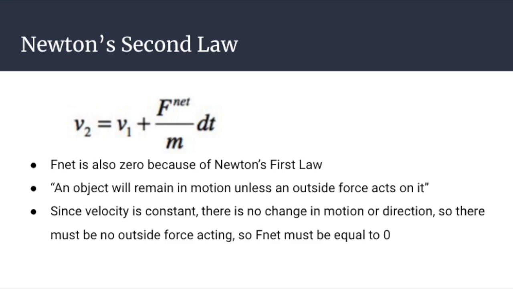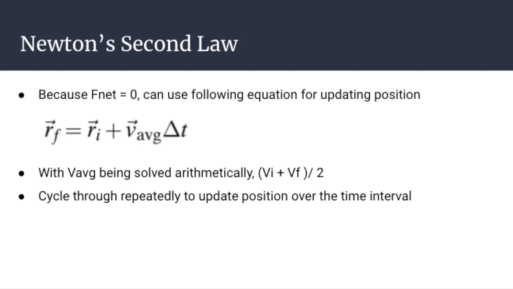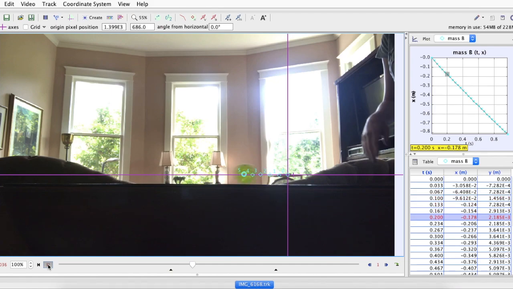An object moving at a constant speed will remain moving at the constant speed and in the same direction unless an outside force acts upon it. Because the object is moving at a constant velocity in the experiment, there must be no net force acting upon it, so net force must equal 0. Because net force equals 0, the following equation can be used, with V average being calculated using V initial plus V final divided by 2. The previous equations alongside this one can be used to model the future motion of the object in the modeling portion of this lab. Here's the video of the experiment loaded into Tracker.